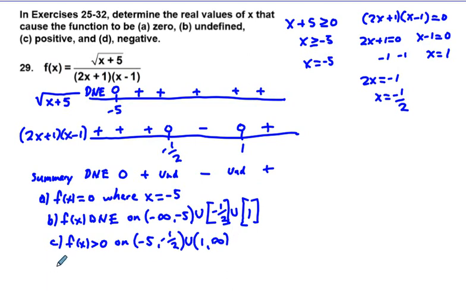And the last one we have here, D, f of x is less than 0 on, we see just this interval here between negative 1/2 and 1. So negative 1/2, comma 1. So that's it.